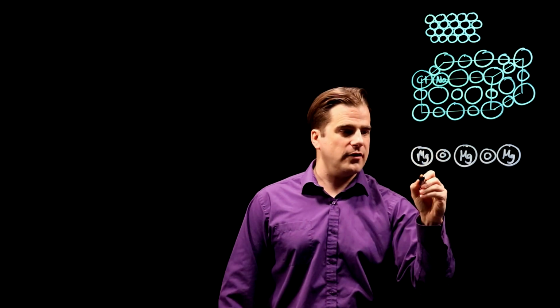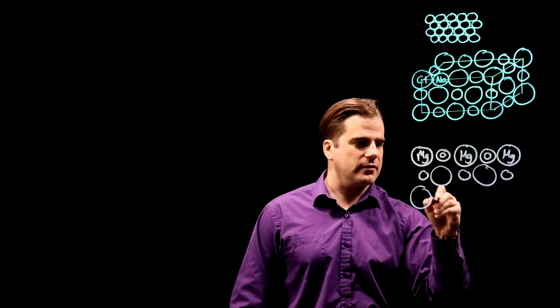Well, you need to know that magnesium oxide, like sodium chloride, is an ionic compound, okay? And it's got the same structure. So it's going to be magnesium, oxygen, magnesium, oxygen, magnesium, and so on. Exactly like this, okay? The magnesium is bigger than the oxygen. So like this, and so on, and so on. Again in 3D.